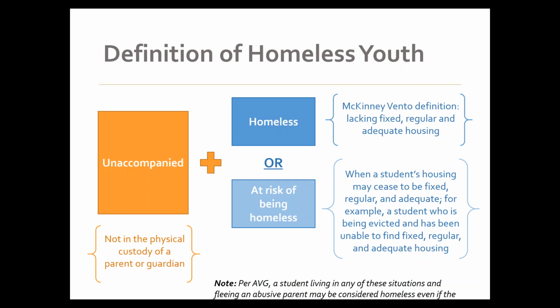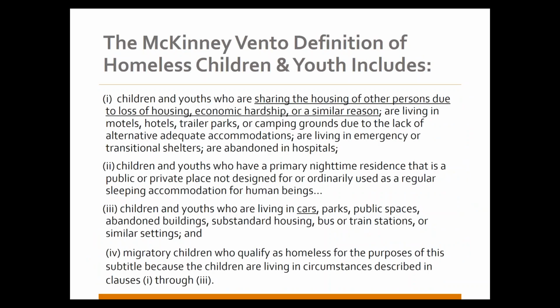And then the next slide, I won't read this all out. I know there's a lot of words there, but we wanted you to have this. It just lists out in more detail what the McKinney-Vento definition of homeless children and youth includes. I do want to draw your attention to the first bullet to make a clarification. It says that youth who are sharing housing due to loss of housing, economic hardship, or similar reason are considered homeless. But I want to clarify, they still have to meet the rest of the definition.